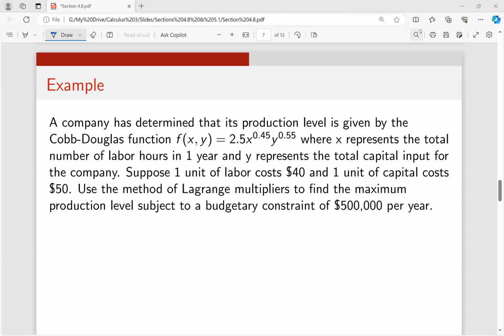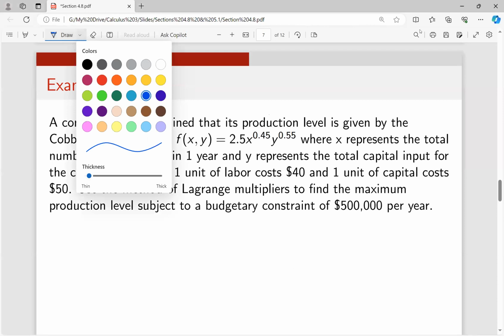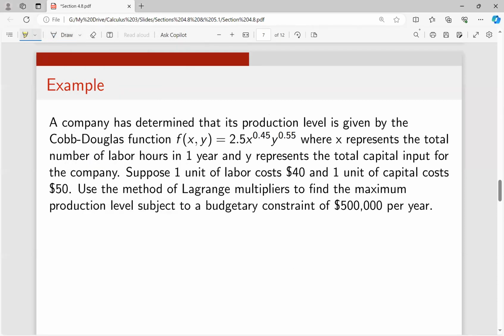Okay, let's consider example 2. In this case, we have a word problem. A company has determined that its production level is given by the Cobb-Douglas function f of x,y equals 2.5 x to the 0.45 times y to the 0.55, where x represents the total number of labor hours in 1 year and y represents the total capital input for the company.